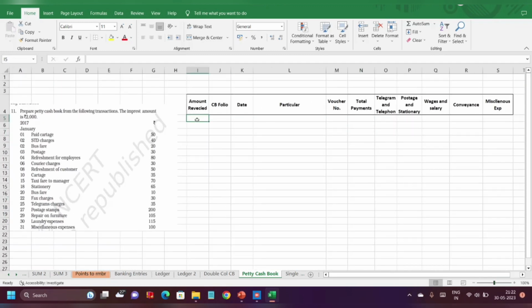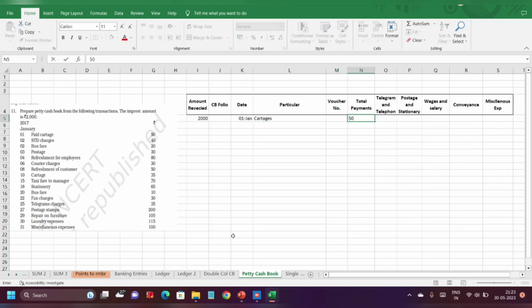That recording: amount received. How much amount our cashier has received? 2000 rupees. Correct. CB folio is nothing but cash book folio. Next date is 1st January. First expense, paid cartages. Let us write it as cartages.